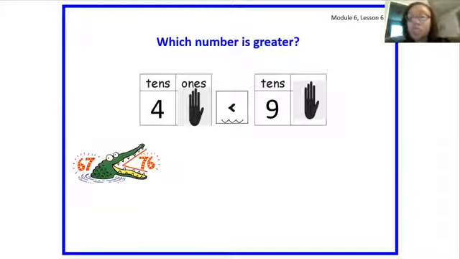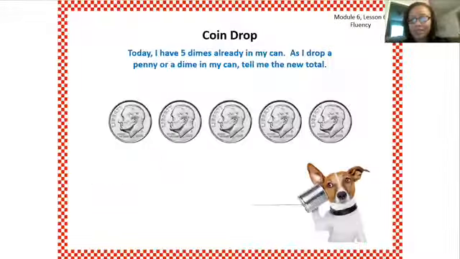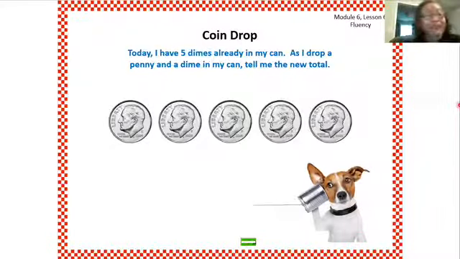But before we start the problem set and the concept development, let's do some fluency. Let's play Coin Drop. Coin Drop is a fun way of playing math stories so that we can practice using these math stories to help us get better on tests and problem sets. Let's see what our math story is today.